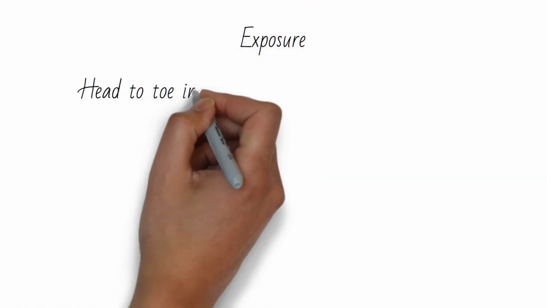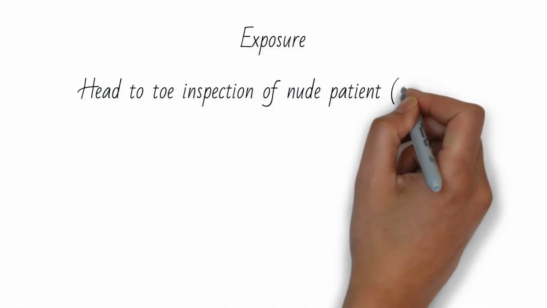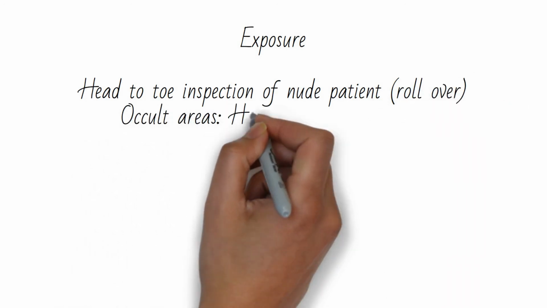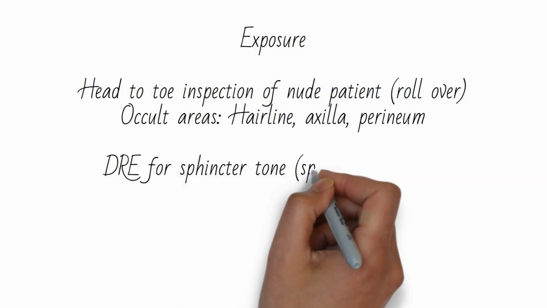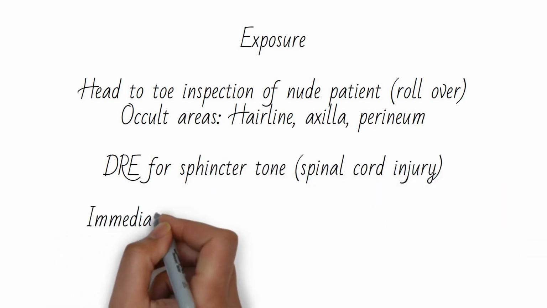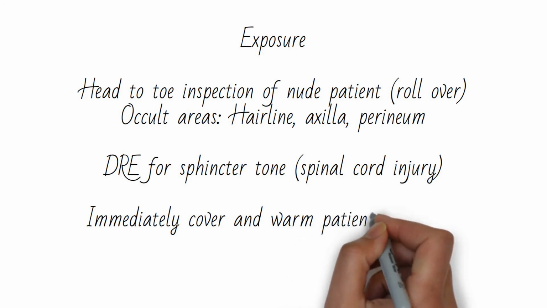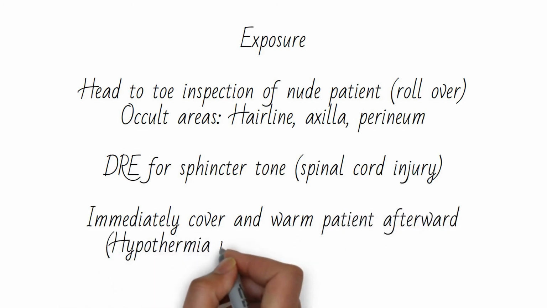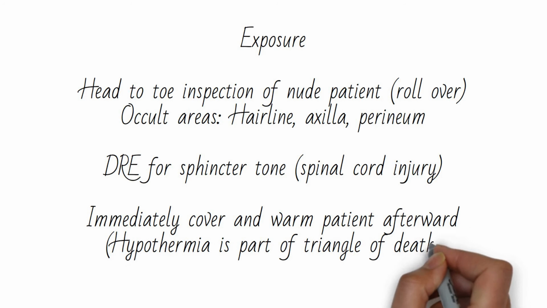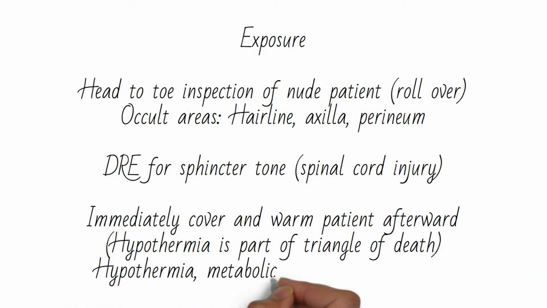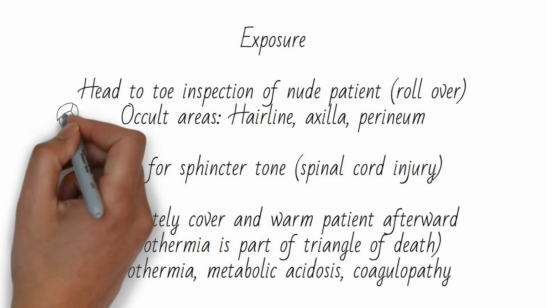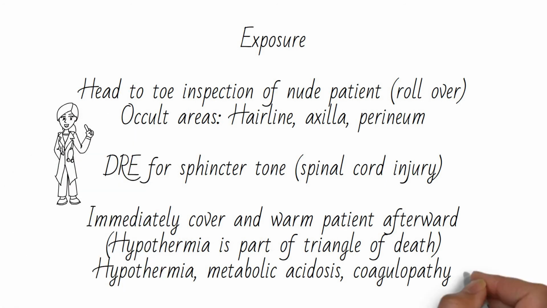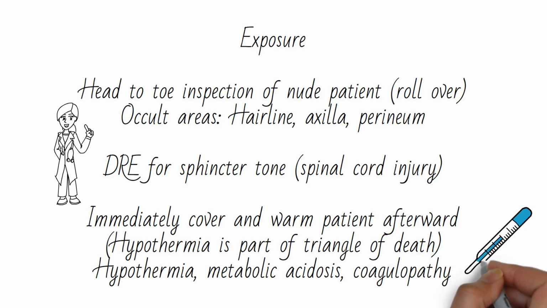Exposure. Complete a head-to-toe inspection of the patient with no clothing. Log roll them to assess the other side. Make sure to check areas that are commonly missed, such as the hairline, axilla, and perineum. Do a digital rectal exam to check for sphincter tone, as a loss of anal wink reflex may indicate spinal cord injury. Immediately cover and warm the patient afterward, both for privacy and because hypothermia is actually part of the triangle of death of trauma: hypothermia, metabolic acidosis, and coagulopathy.